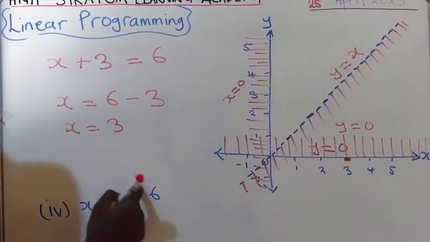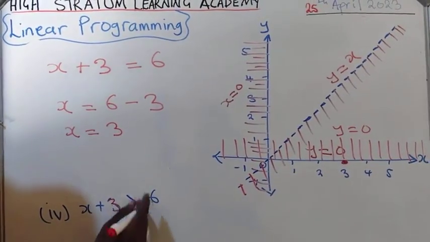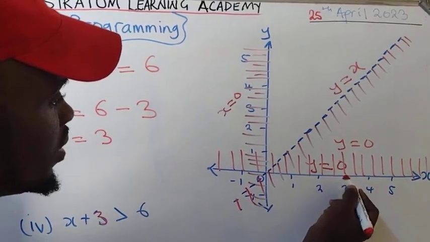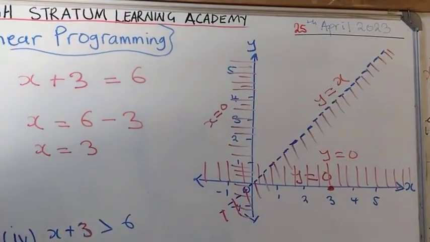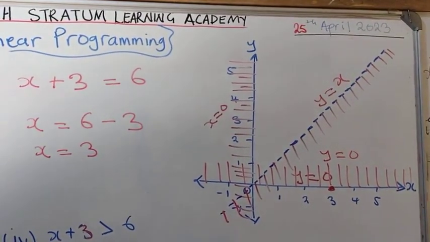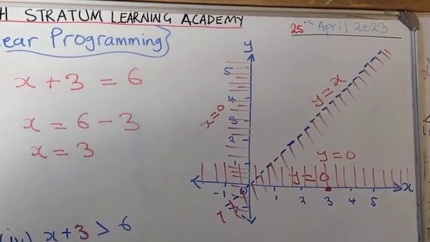Let's look at our inequality, at our symbol. This is our symbol. It's just saying greater. So this is where our point is, x equal to 3. It's there. So what type of a line are we going to draw? Is it a broken line or a solid line? What tells us what type of line we are going to draw is the inequality sign.